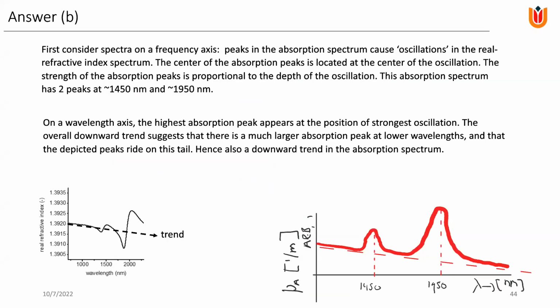Okay, this is then the one for how I expect that the absorption coefficient would look like. So we have an oscillation somewhere around here and an oscillation somewhere around here. So I would guess that there is an absorption peak here and an absorption peak here. Because this oscillation is stronger, I expect this one to be stronger than this one. And because the trend is negative, it could suggest that there is a huge peak.